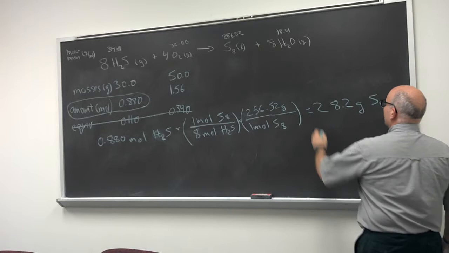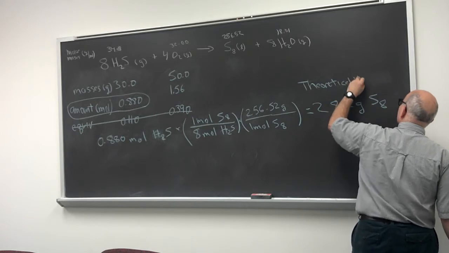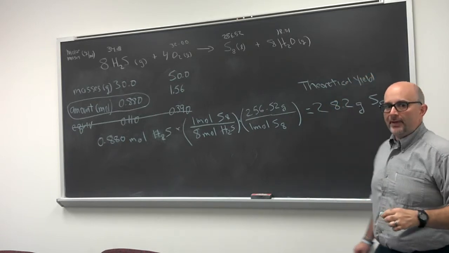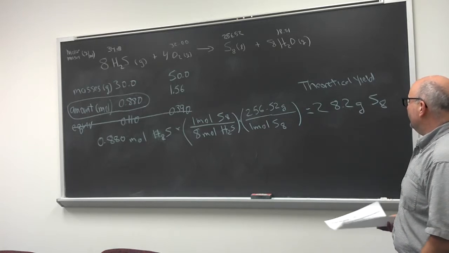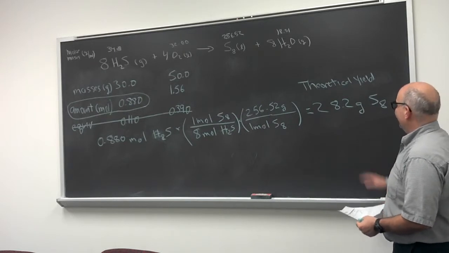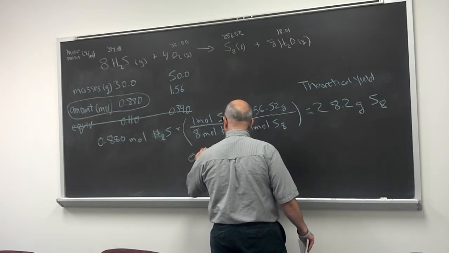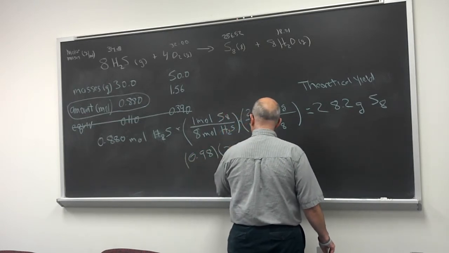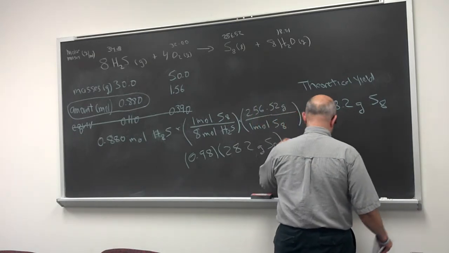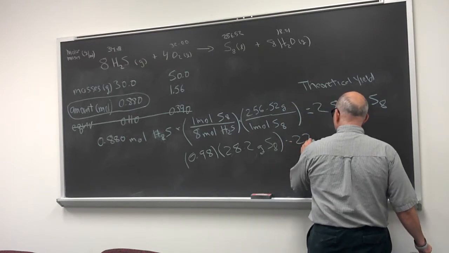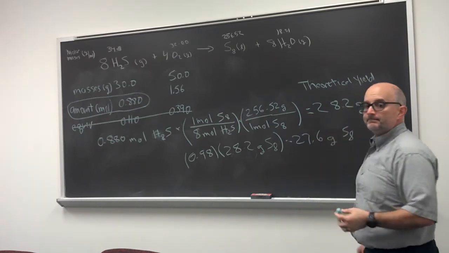Now, this is the theoretical yield. This is the maximum you could expect to find. And the problem stated, what would you get assuming a 98% yield? That's pretty straightforward. We're just going to get 98% of that, 27.6 grams of S8. And that's it.